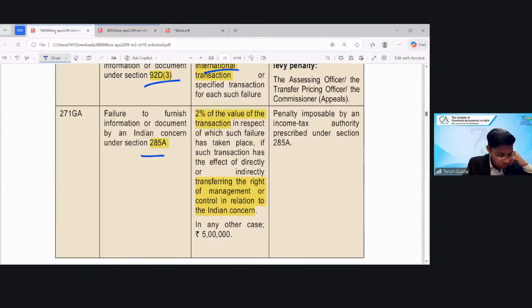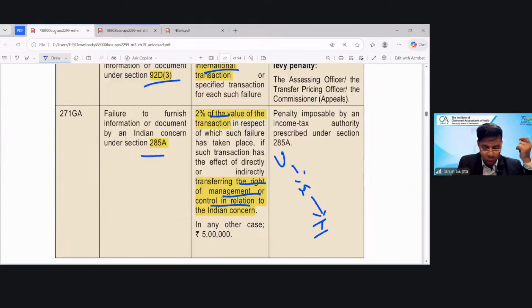Failure to furnish information or documents by an Indian concern under 285A attracts a penalty of 2% of the value of the international transaction, if there was a transfer of the right of management or control of the Indian concern. So what happened is that, you remember the Vodafone case? There is an Indian company, above it, say, a Mauritius company, above it, say, a US company. The shares of the US company have been transferred.